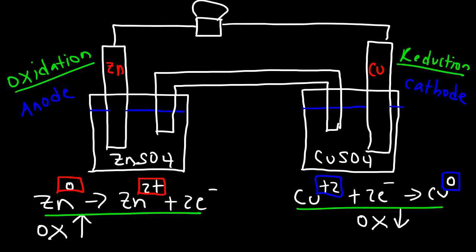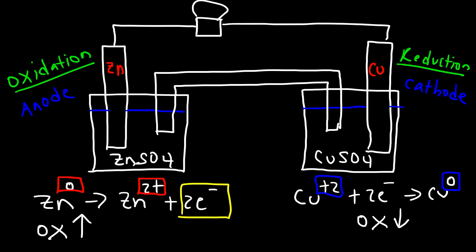And you can easily tell if a half reaction is an oxidation reaction or a reduction reaction. And here's how you tell. Look at the electrons, specifically where they are relative to the arrow. If the electrons are on the right side, you have an oxidation reaction. If the electrons are on the left side, you have a reduction reaction. And so that's a quick and simple way to determine if a half reaction is a reduction or an oxidation reaction. But keep this in mind, oxidation always occurs at the anode and reduction occurs at the cathode.